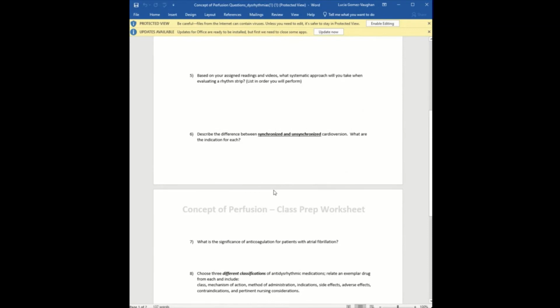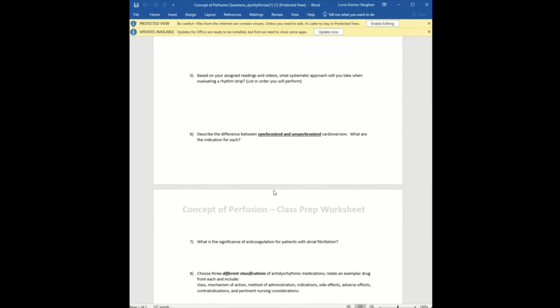A systematic approach to evaluating a strip: we're looking for that P wave. Is it upright? Is it inverted? Is there one QRS for every P wave? Is there more than one QRS for every P wave? Do we have that 1-to-1 ratio from the P waves to the QRS complex?